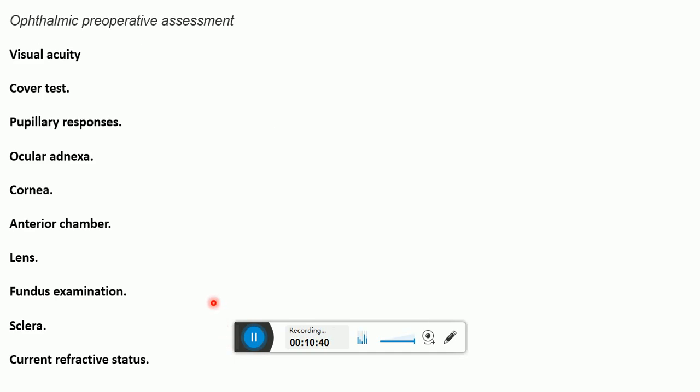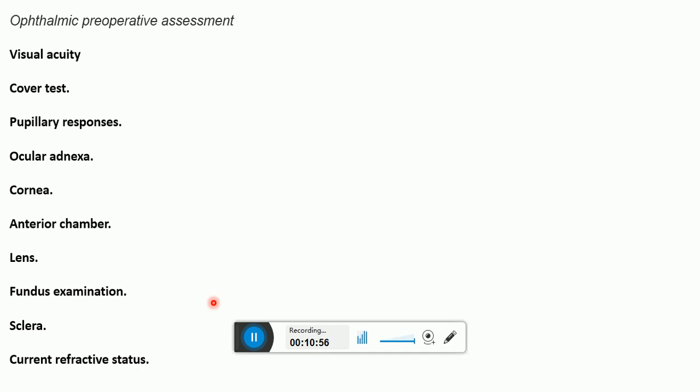Now, before the surgery, ophthalmic assessment should be done in detail and pertinent ophthalmic evaluation is required. The following points should be considered. First one is visual acuity. It is usually tested using a Snellen chart.